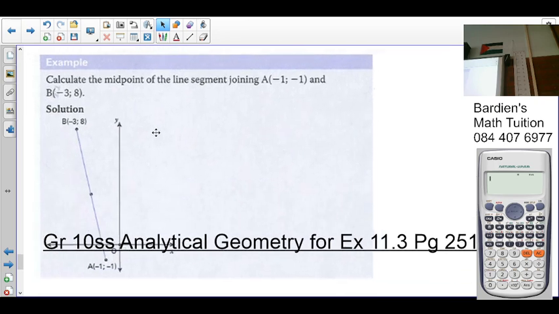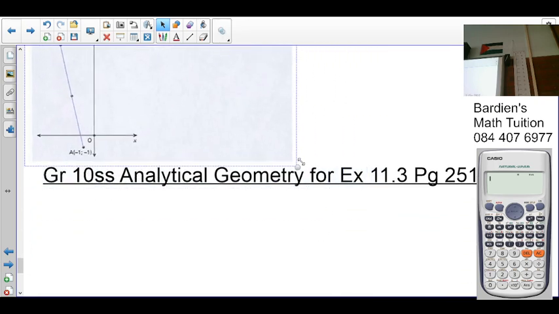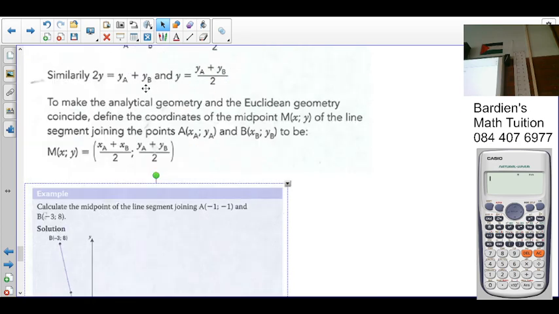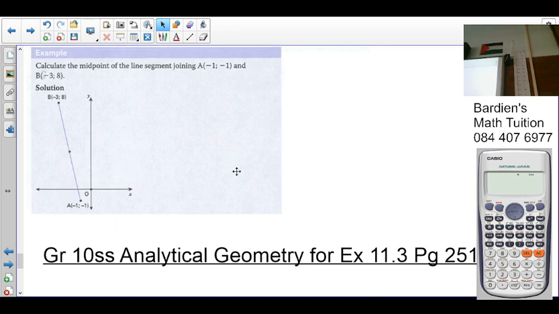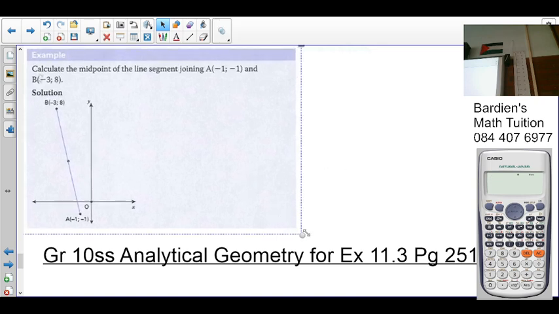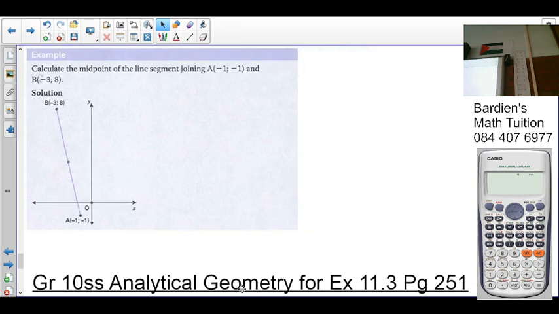Okay, so this is the example on page... If you want the full lesson on how we have proven this midpoint theorem, you will find it in the description box below, from last year's lessons.